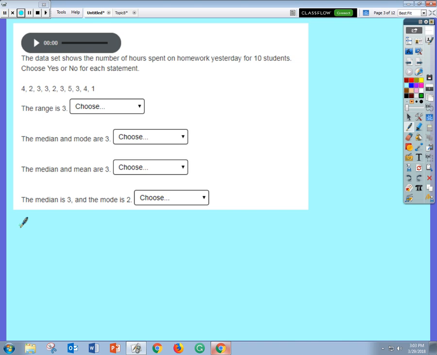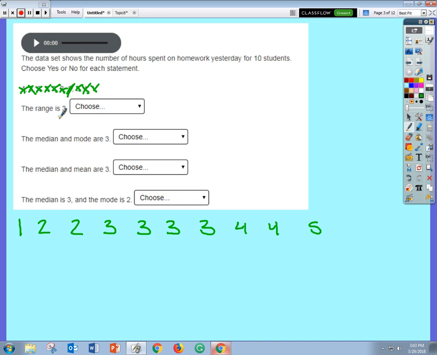I'm going to put it in order from least to greatest. I have a 1. I have 2 2s. I have 1, 2, 3, 4 3s. That would appear to be my mode right now. I have 2 4s. And I have a 5 as my greatest value in the data set.